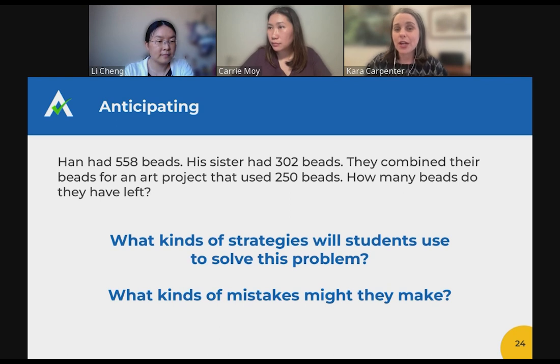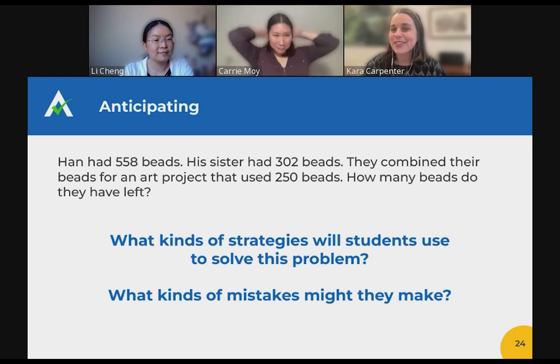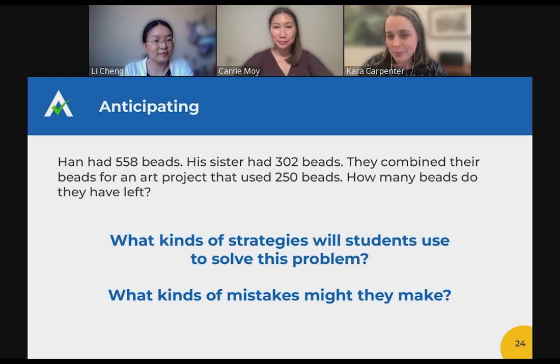So again, I want you to think about not how you would solve this problem, but how your students might solve this problem, and what kinds of mistakes you might see in how they would solve it. I'm going to give everyone a minute to think and to write in the chat, what kinds of mistakes would you expect to see with this problem?